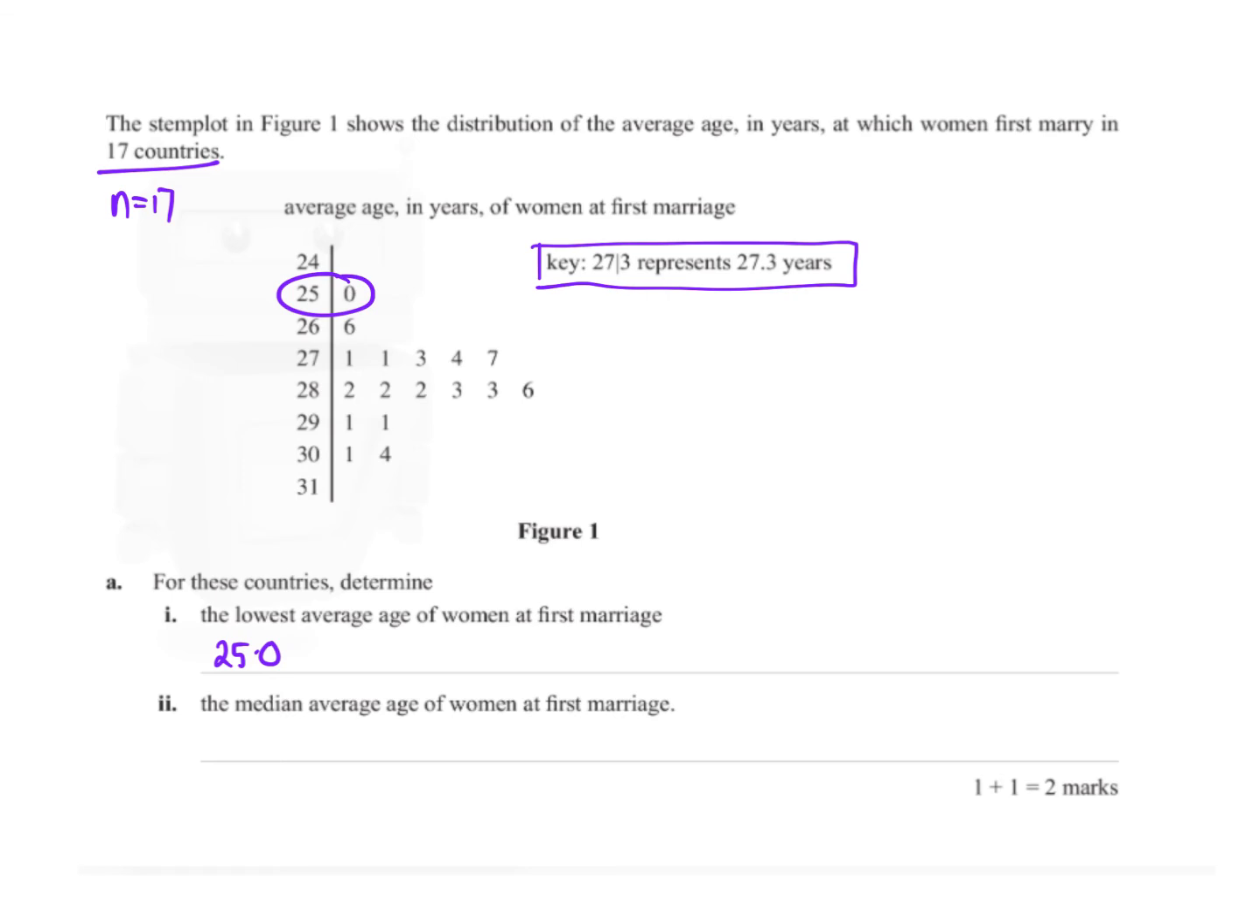And the median age, so if we're going to find the median, we're going to do N plus 1 divided by 2. So it'd be 17 plus 1 divided by 2. So it's going to be at the 9th spot. So if we go through 1, 2, 3, 4, 5, 6, 7, 8, 9. So the median age for women, what is it? I found it. It's this guy here. So what's that actual age? 28.2.